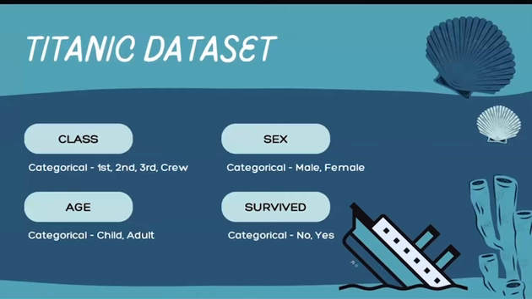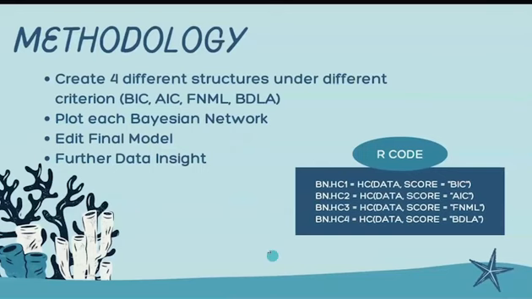So this is our data set. It's made up of 4 categorical variables: class, sex, age, and survived. Class is second, third, or crew; sex is male or female; age is child or adult; and survived is yes or no.